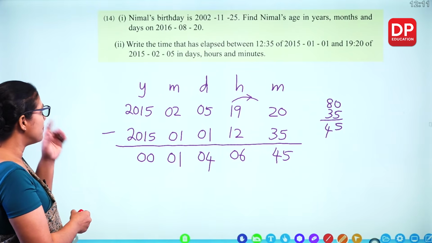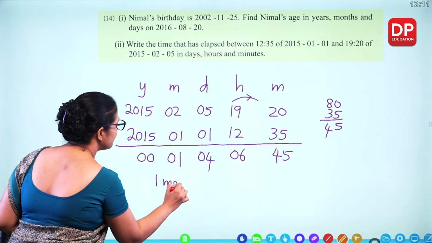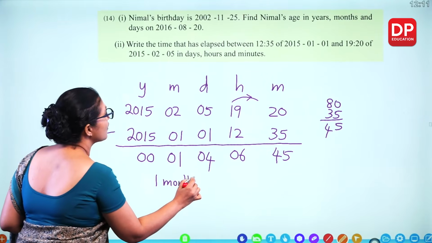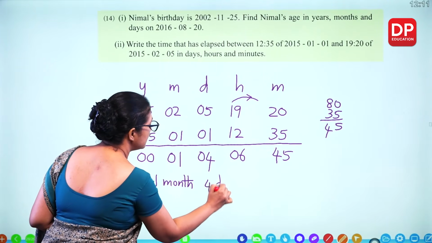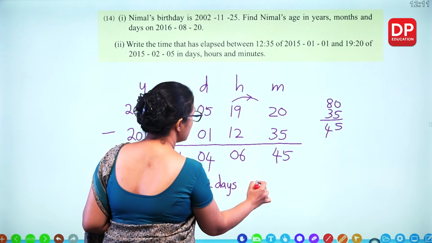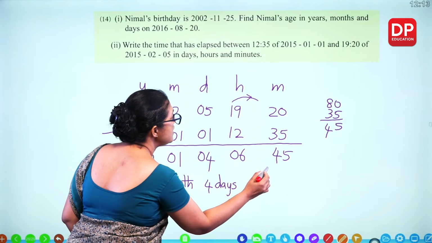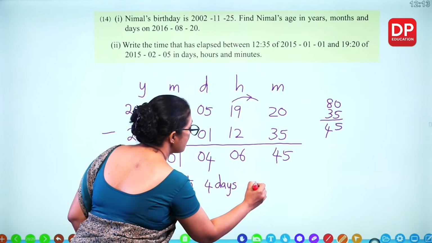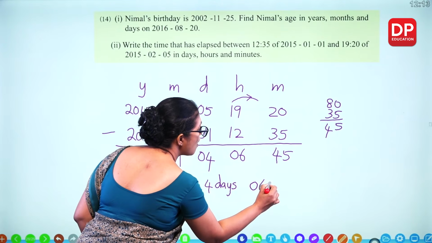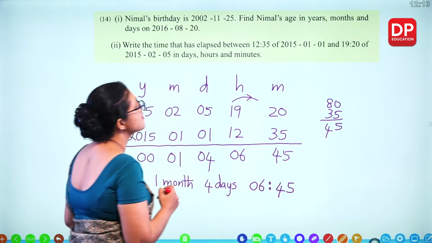So what's the difference? What's the elapsed time? 1 month, 4 days, 6 hours and 45 minutes. I'll write it in standard form: 6 hours and 45 minutes.